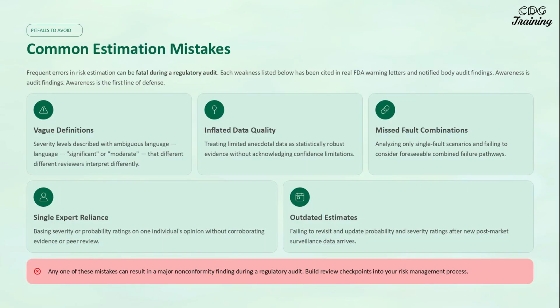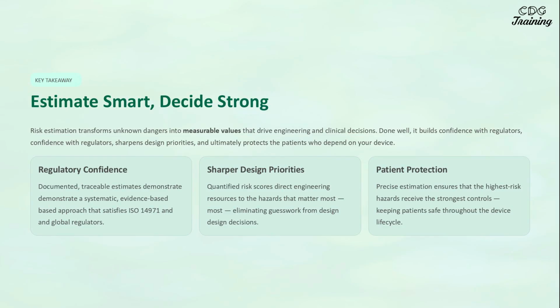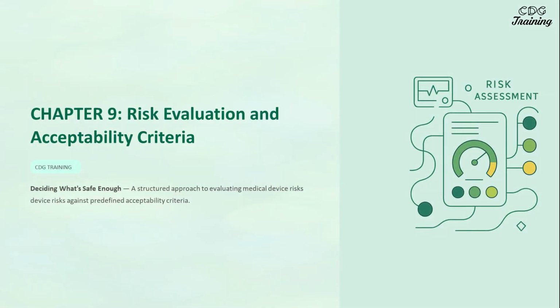Errors in estimation can be fatal during audits. Awareness and review checkpoints are crucial to avoid nonconformity findings. Risk estimation transforms unknown dangers into measurable values, building confidence with regulators and protecting patients throughout the device lifecycle. Welcome to Chapter 9, where we delve into the structured approach of evaluating medical device risks against predefined acceptability criteria.